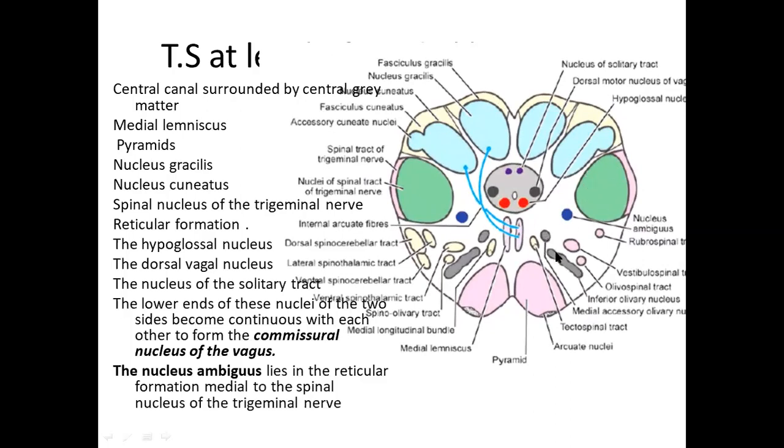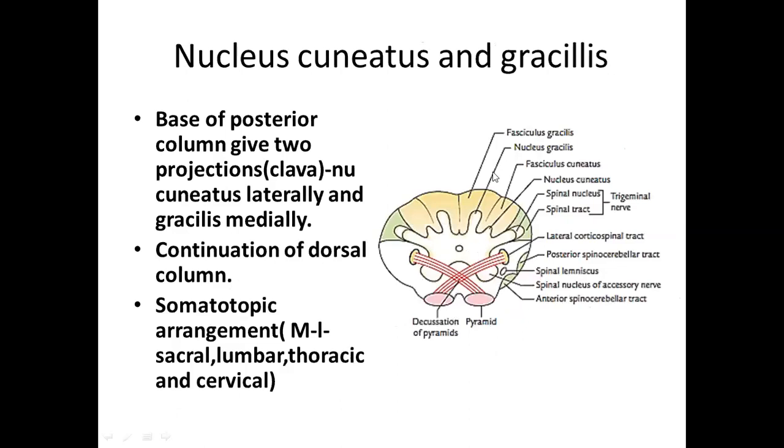Apart from these, you will see a part of the inferior olivary nuclear complex. We will see the arcuate nuclei over here. Then there are the medial accessory nuclei.